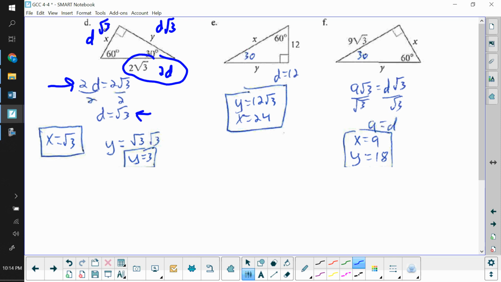So that means this side is just square root of 3, and this side will be square root of 3 times square root of 3, which is just 3. So square root of 3 for X, 3 for Y.